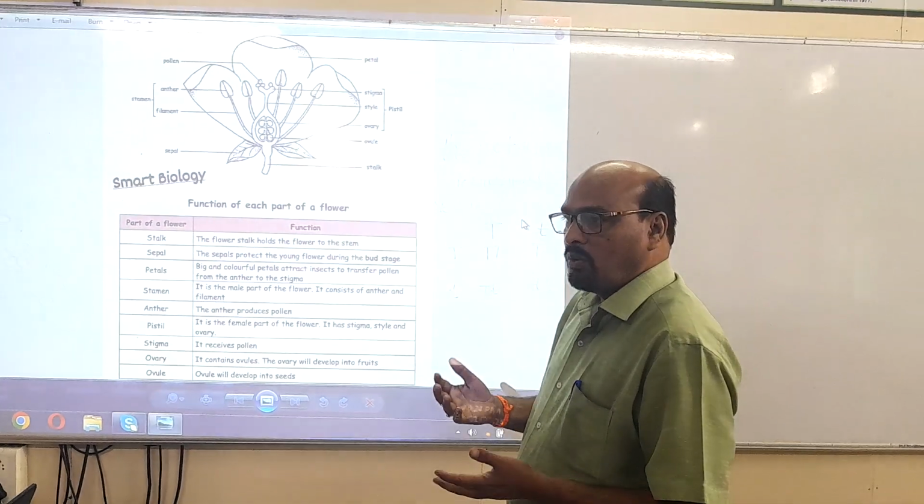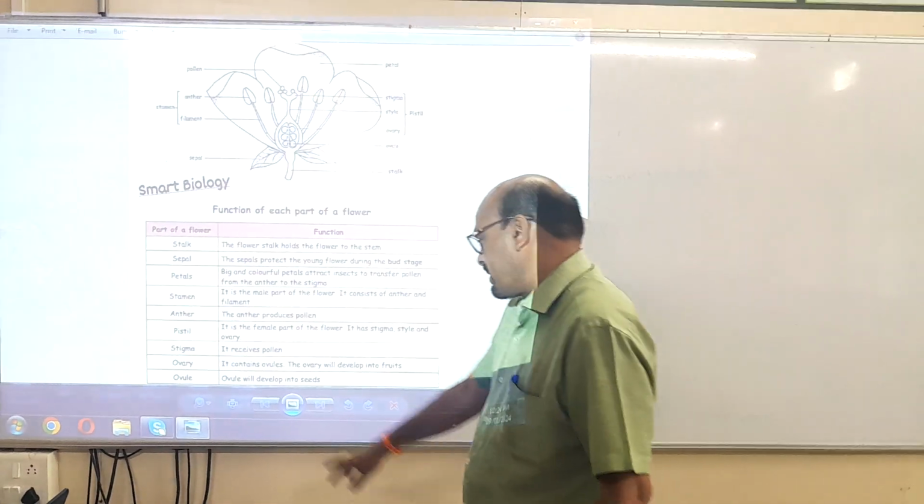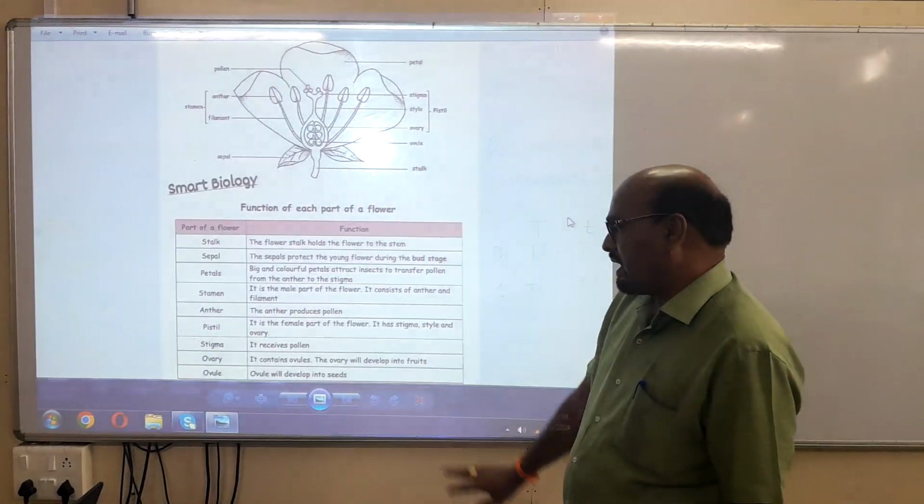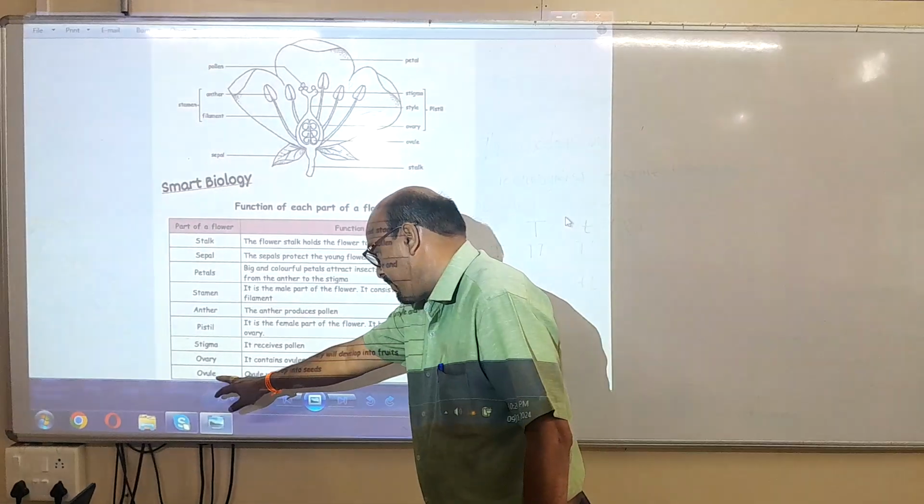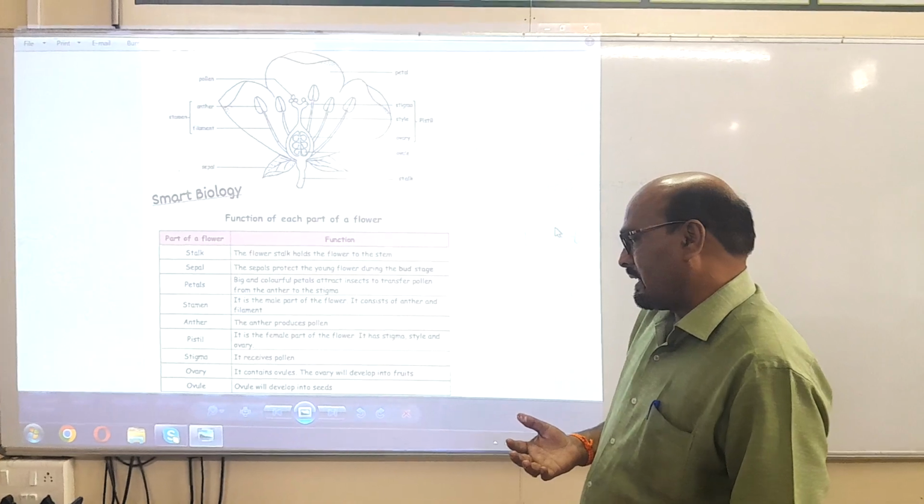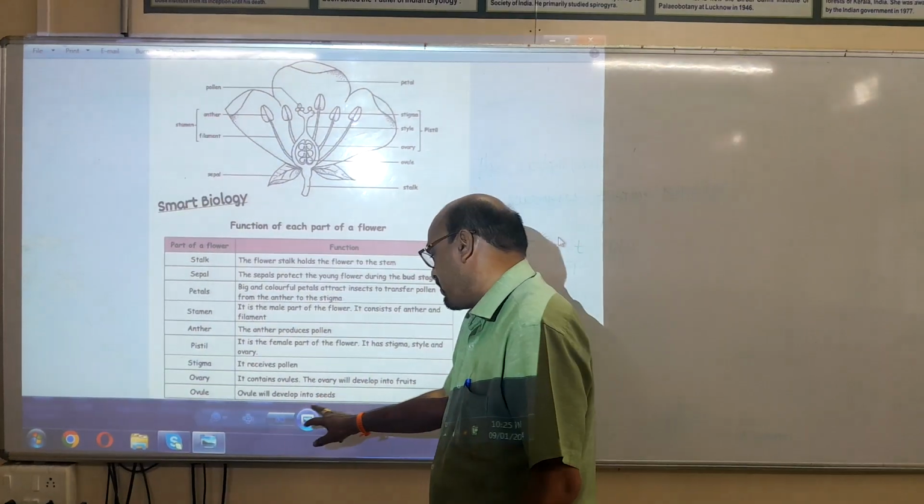When mature, the ovary develops into the fruit. It contains the ovules, and the ovary will develop into the fruit. And the last part is the ovules. In immature condition it is called the ovule. When mature, it is called a seed. The ovule will develop into the seed.